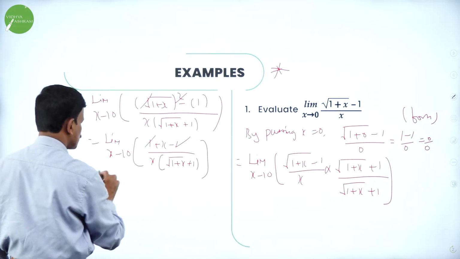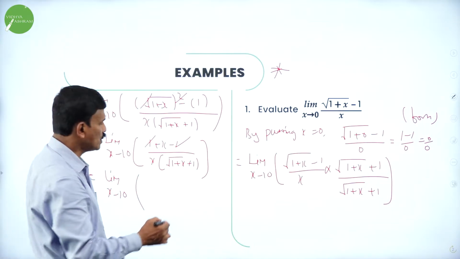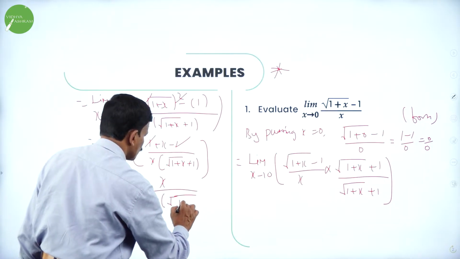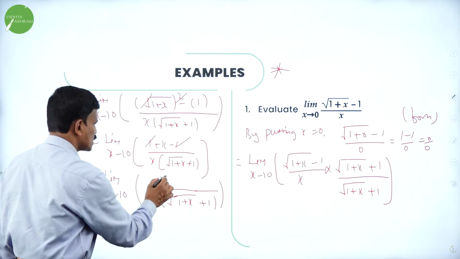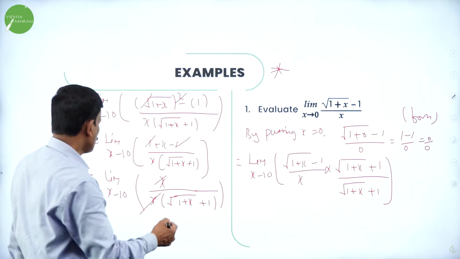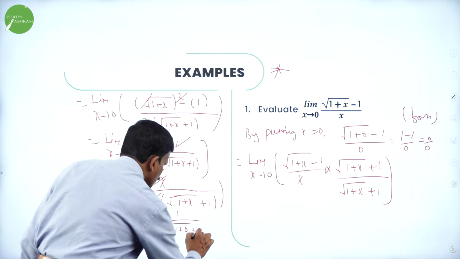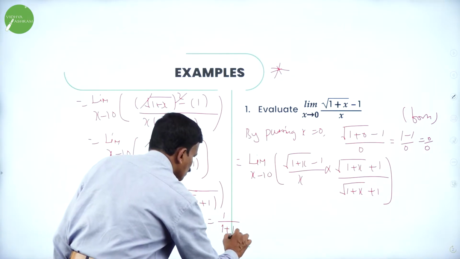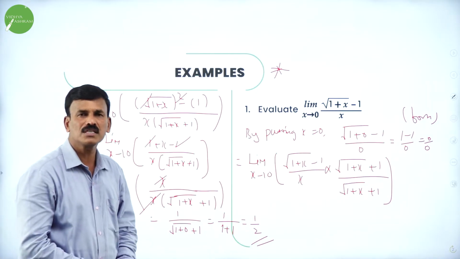Now, here minus 1 plus 1 gets cancelled. This is equal to limit x tends to 0 of, what is left in the numerator is x divided by, in the denominator same x into root of 1 plus x plus 1. Now, cancel the terms which get cancelled, x and x gets cancelled. What is left over is 1 over root of 1 plus x plus 1. Now, apply the limit. If you put x is equal to 0, 1 by root of 1 plus 0 plus 1, that is 1 by root of 1 plus 0 is root 1, root of 1 is 1, plus 1, that is equal to 2. So, 1 by 2 is the simplified answer. That's it. Very simple problem.